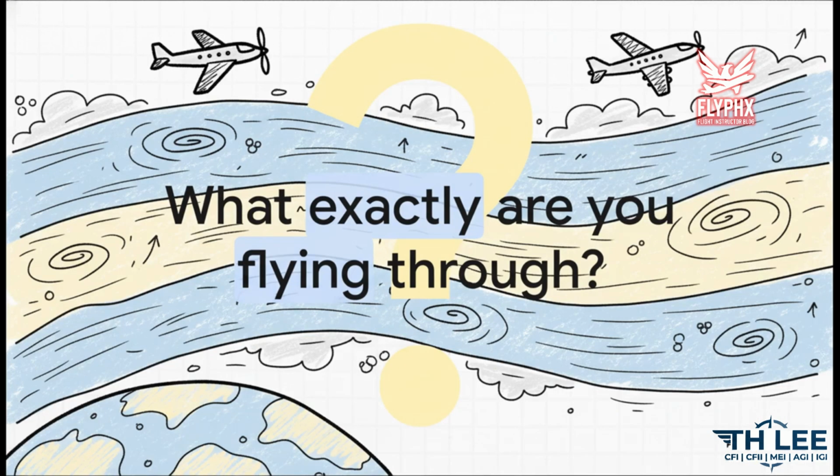So before we ever turn a propeller or fire up a jet engine, we have to stop and ask ourselves a pretty basic question. What exactly are you flying through? It's so easy to look up and just see empty blue space, right? But the air is a dynamic, physical medium. It has actual weight, it has distinct layers, and it behaves according to some very specific rules. Understanding this invisible ocean of air is absolutely crucial. It's the key to mastering your aircraft.